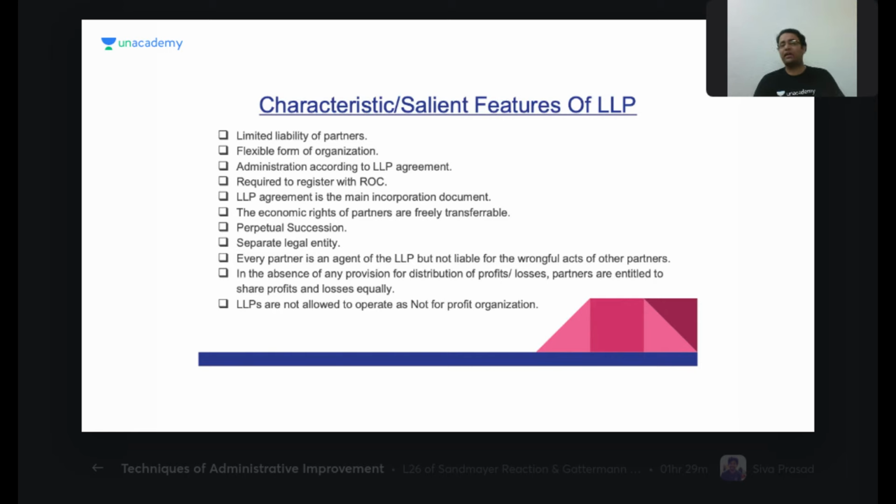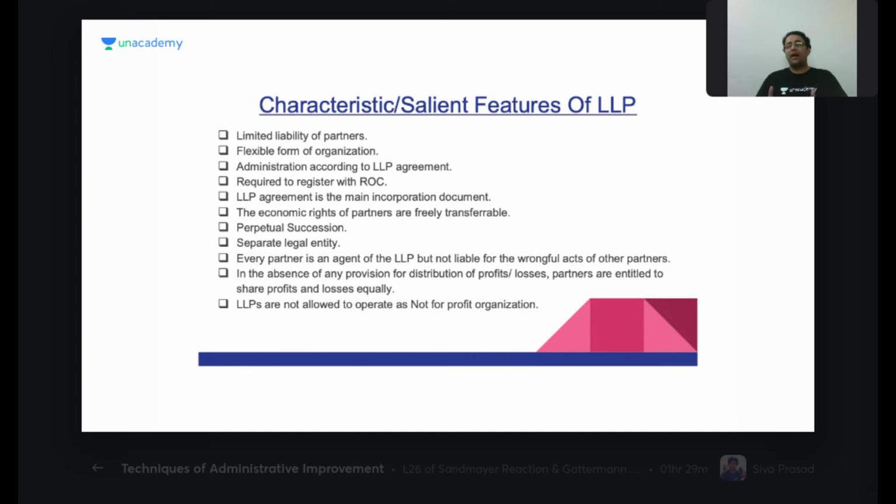Administration according to LLP agreement. Okay, this is an important point. Now, under the Indian Partnership Act 1932, there was something called a partnership deed, which was the mother of all the documents for a partnership firm registered under the Indian Partnership Act 1932. All the internal governance, the relationship between the partners among themselves, the partners and the firm, and the partners and the outsiders, the functioning of the partnership firm was all contained in the partnership deed. So the partnership deed was the main document in terms of a partnership firm under the Indian Partnership Act 1932.